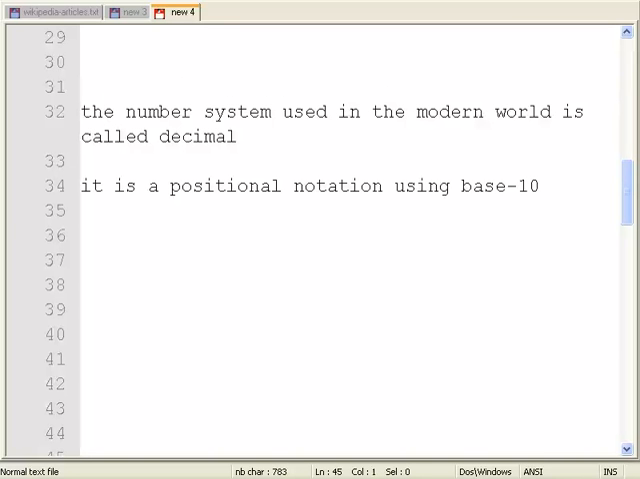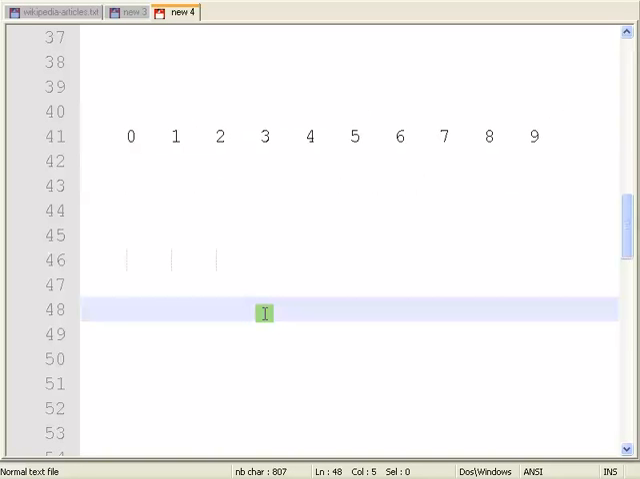Now, of course, in a sense, you already understand number systems because you already use one. You use what is called decimal in everyday life. It is a positional notation system, and it uses base 10, by which we mean it uses 10 symbols. Here are those 10 symbols, which I'm sure you're familiar with. And not only do we have a fixed set of symbols with which to express quantities, but those symbols also have an established order, as shown here.